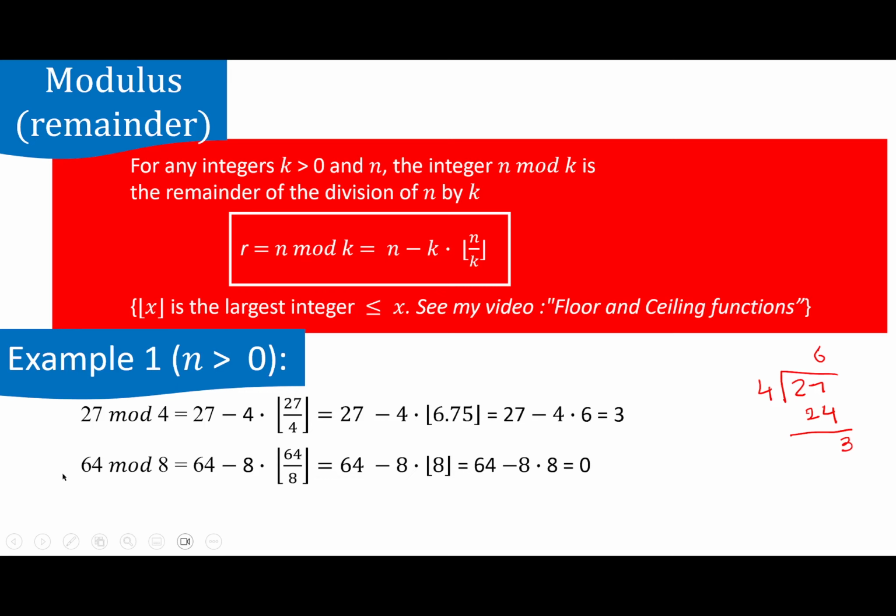Another example, 64 mod 8 is 64 minus the same formula. You get a 0. Obviously, if you divide 64 by 8, the remainder will be 0. If you do 11 mod 3, obviously it is 2, because if you divide 11 by 3, you get 3 times 3 is 9, and the remainder is 2. You see, the same formula is applied here, okay?